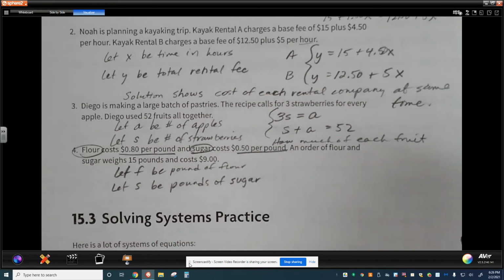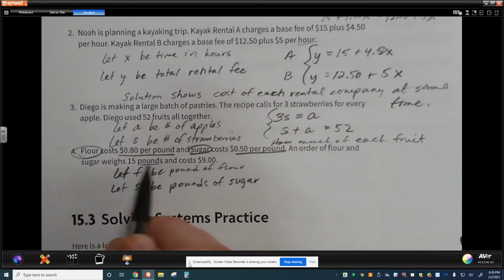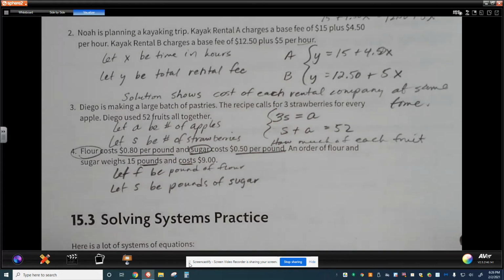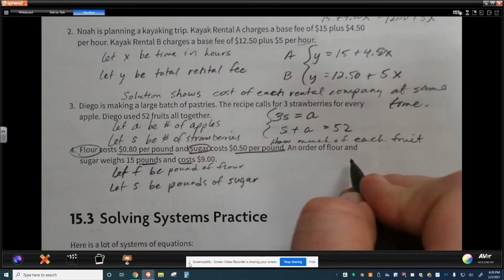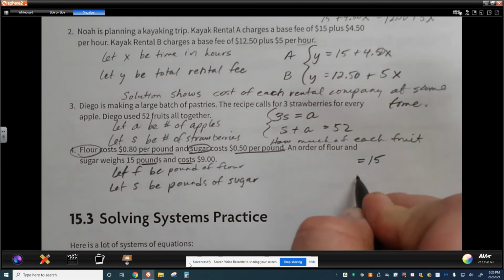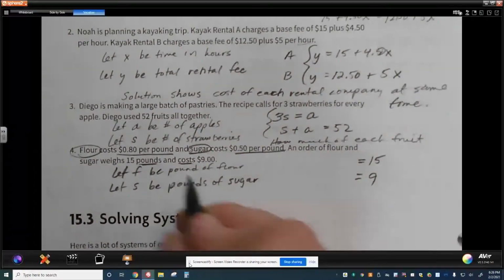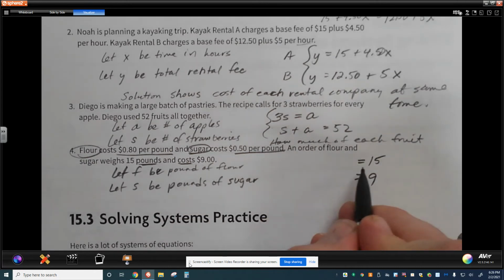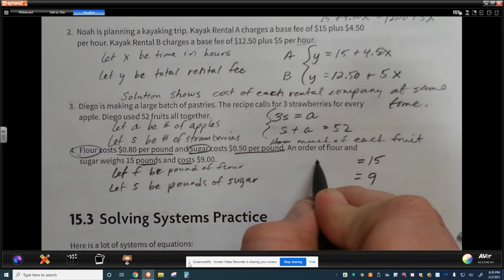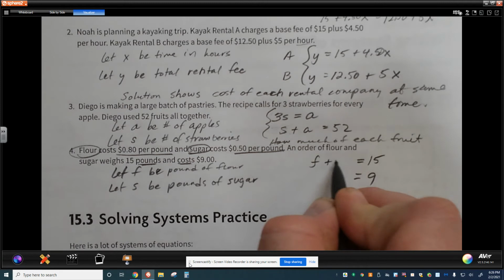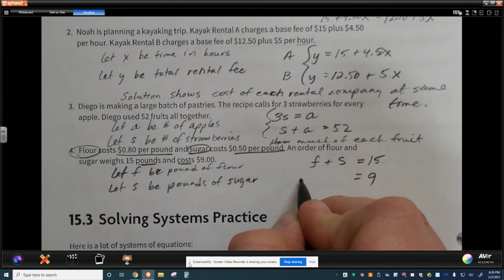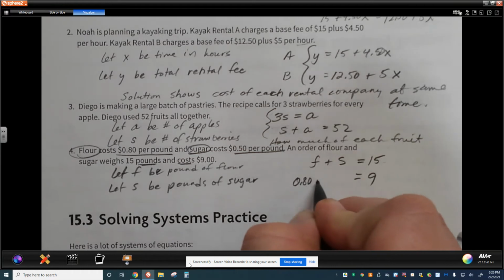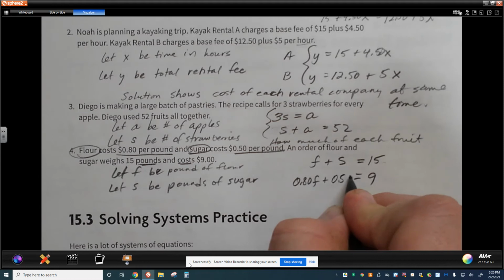And now we have 2 equations. We're looking for 2 things. We need to know how many pounds we're actually working with and what our total cost is. So we know that our total pounds is 15. We know that our total cost is 9. So how would I figure that out? Well, if I'm talking about the total weight in pounds, I need some flour and some sugar to equal 15 pounds. But then I have the costs, and the cost is going to be 80 cents per pound of flour plus 50 cents per pound of sugar.